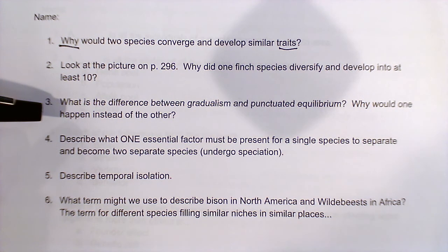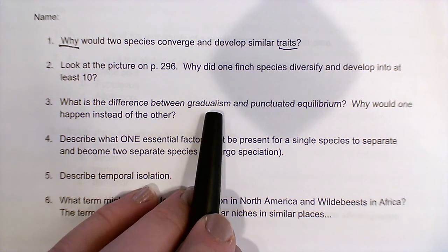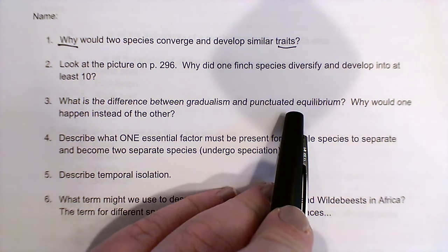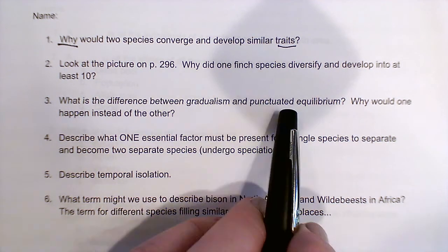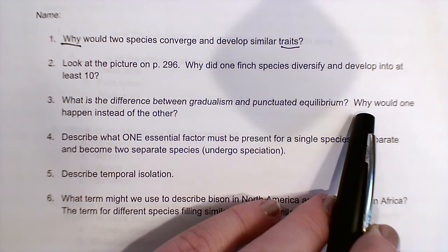What's the difference between gradualism and punctuated equilibrium? Gradualism is very, very slow changes of evolution. Punctuated equilibrium is the very fast, more rapid version of evolution. So the difference is their pace, their speed. And then it's why. Why would one happen instead of the other?